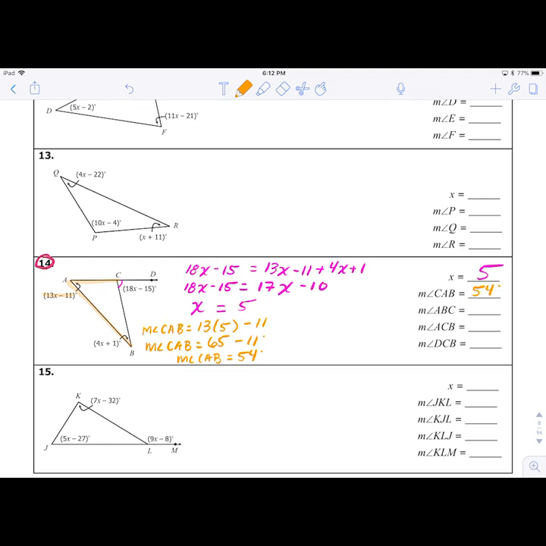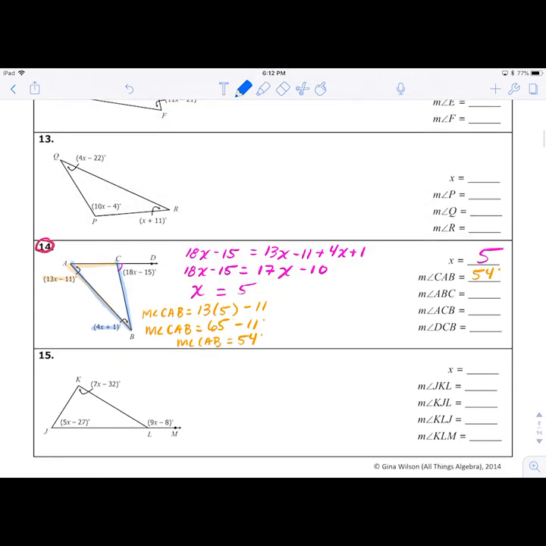Okay, what about ABC? ABC is this one. Let's highlight in a different color. Let's do this blue. ABC is this one right here. So triangle ABC, 4 times 5 plus 1. That's 20 plus 1. The measure of angle ABC is equal to 21 degrees. Okay?